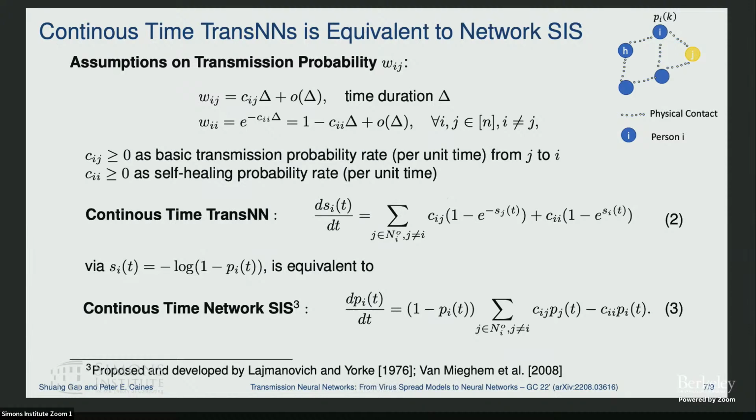This slide shows that we have a nice continuous time version of the transmission neural net, with further assumptions on the transmission probability, W. Roughly, it says that the transmission probability should scale roughly linearly in the time duration of the transmission. With this assumption, taking the small time limit, we then have a continuous time representation of the same model. And using a state transformation, which then gave this new representation, it's actually the standard network SIS model.